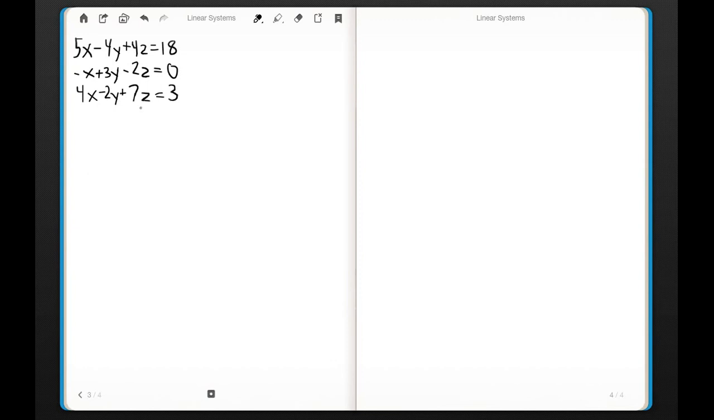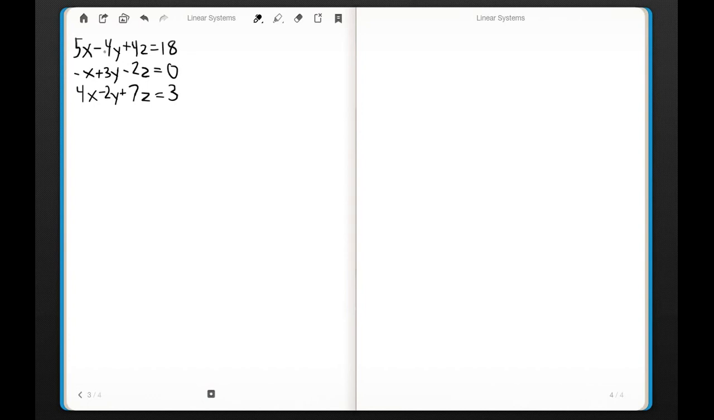Alright, so this is going to be the same thing. Just to mix it up a little bit, let's try to get the y's to be the same coefficient this time. It's probably easier to do x's again since we already have a 1 here. A 1 usually means it's easier to use that variable. But to make this a little different, let's look at the first 2 equations.